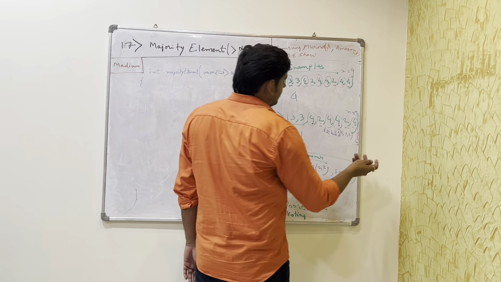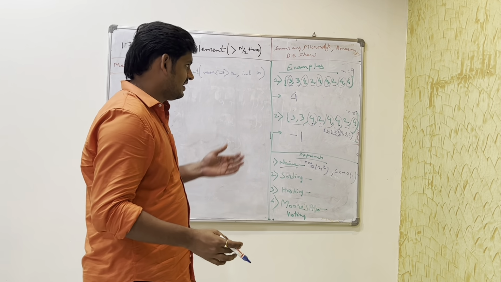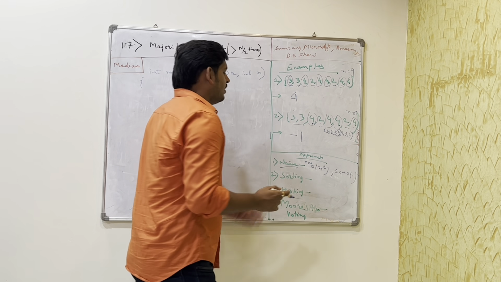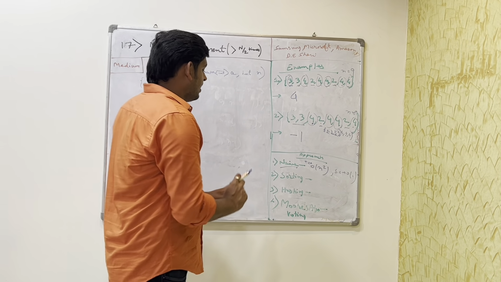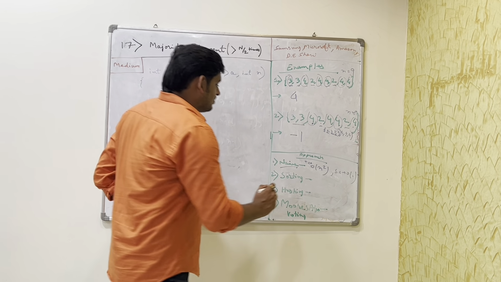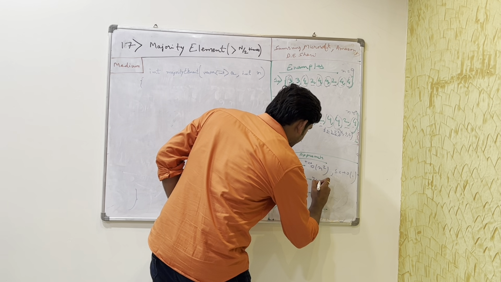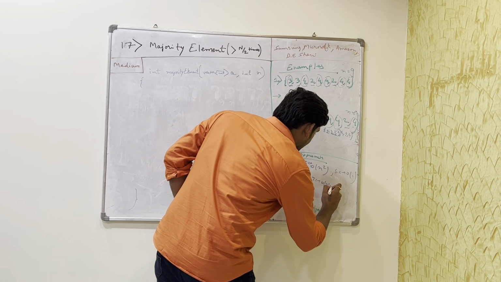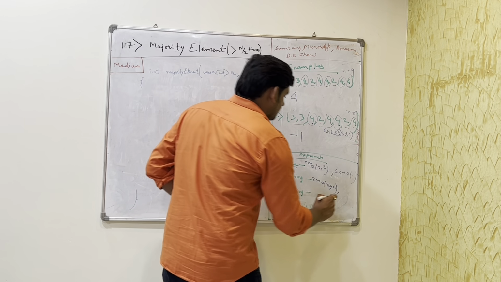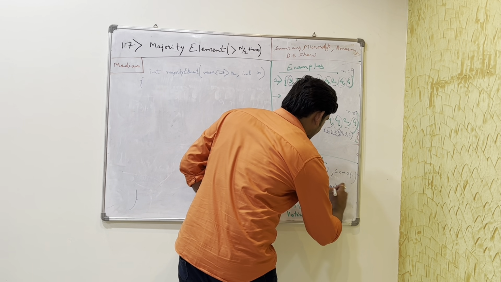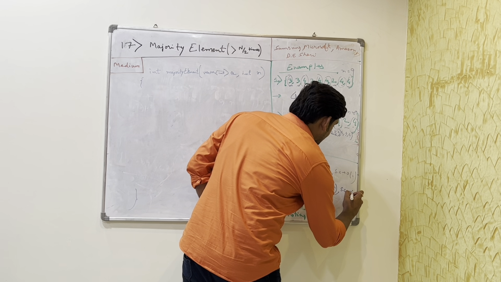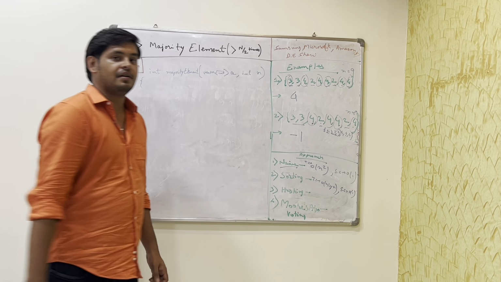Again we see the same second part of the logic: if it is not greater than n by 2, we will be returning minus 1. So in this way, by sorting we can solve this problem. With sorting we know the time complexity of sorting is n log n. The merge sort or the quick sort, the average time complexity and the worst time complexity is n log n, and the space complexity would be order of 1 only. We are not using any extra space.